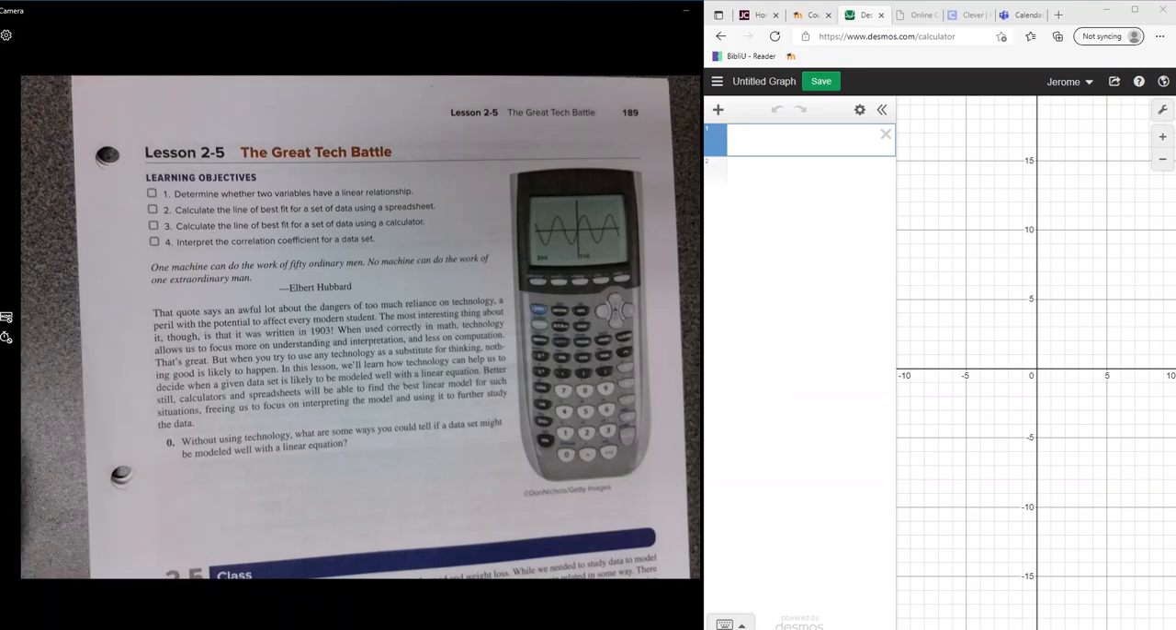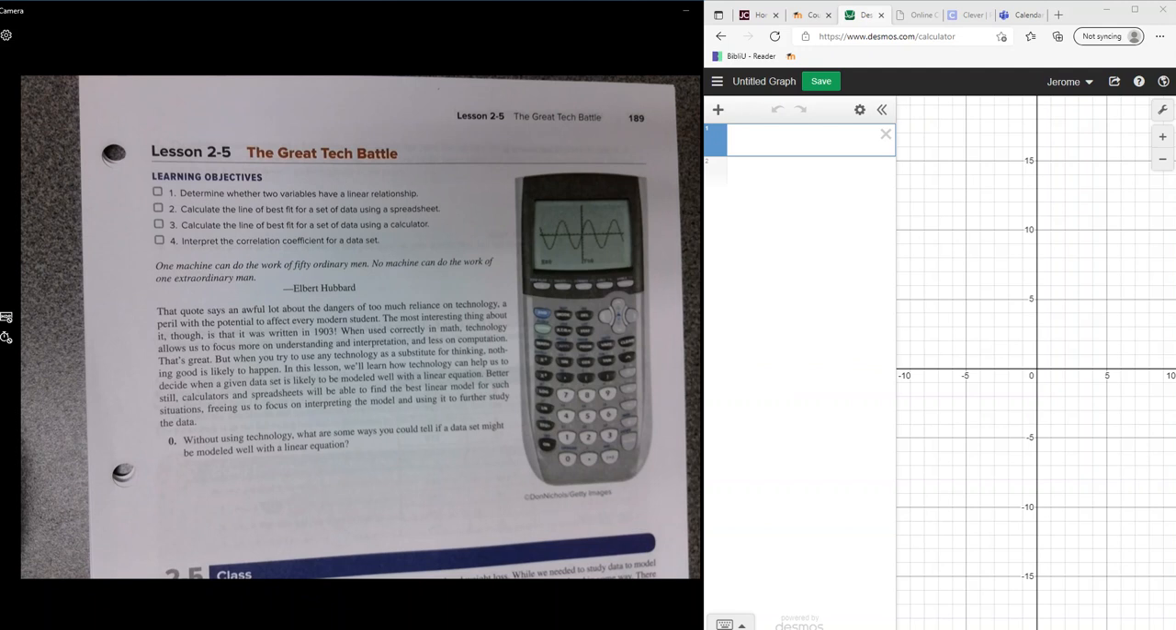Okay, class, we're covering section 2.5 on page 189. It's called the Great Tech Battle. Our learning objectives are to determine whether two variables have a linear relationship, to calculate the line of best fit for a set of data using a spreadsheet, calculate the line of best fit for a set of data using a calculator, and to interpret the correlation coefficient for a data set.